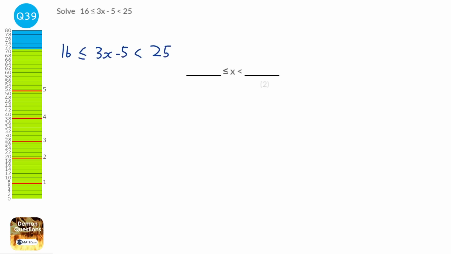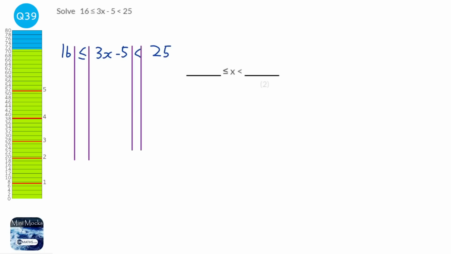So I'm just going to write this out again, just so we've got a bit more space. Okay, the way we solve this is very similar to solving an equation with equal signs, but this time we're going to do 2 tramlines because there's 3 sides of this inequality, and we need to get x on its own. So looking at the fact that we've got 3x minus 5, we're going to deal with that minus 5 first. So we're going to add 5 to all 3 sides.